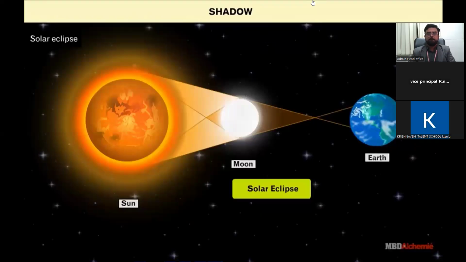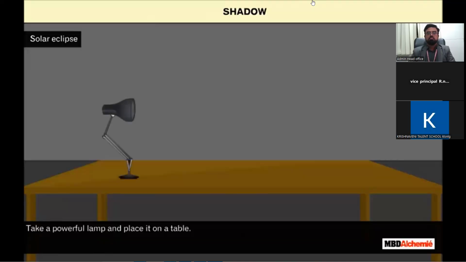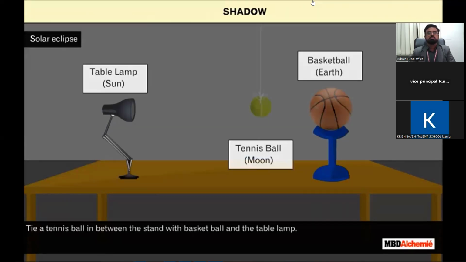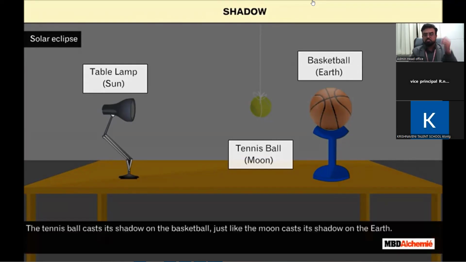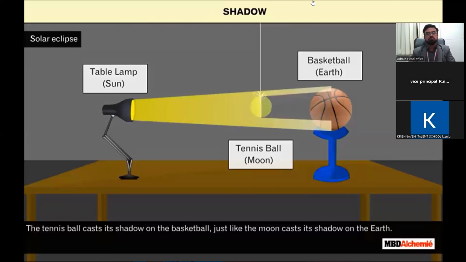Let us perform an activity to show how a solar eclipse occurs. Take a powerful lamp and place it on a table. Take a basketball and place it on a stand as shown on the screen. Tie a tennis ball in between the stand with basketball and the table lamp. The table lamp represents the sun, the basketball represents the earth, and the tennis ball represents the moon. Light the lamp. You will observe that the tennis ball casts its shadow on the basketball, just like the moon casts its shadow on the earth.